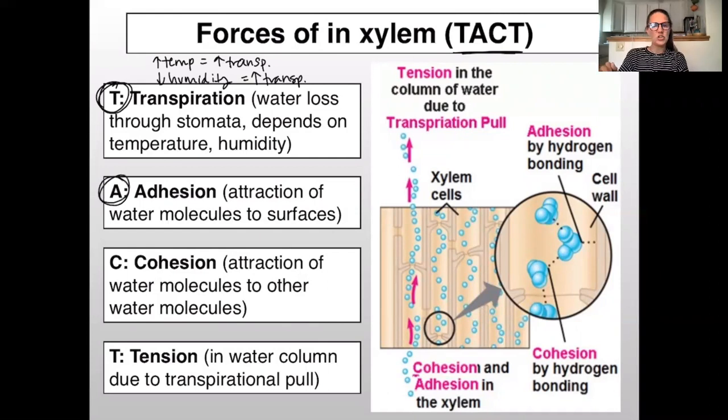The second force is adhesion. This is attraction of water molecules to the surface. And remember, this is kind of a review from way back at the beginning, but water can have cohesion, meaning they're interacting with each other, or they can have adhesion, where molecules interact with other surfaces like the cell wall, right? Cohesion, right? And what's called tension, or the water column interacting with each other as they're kind of pulling up. So there's a water tension in the column of water due to this transpirational pull.